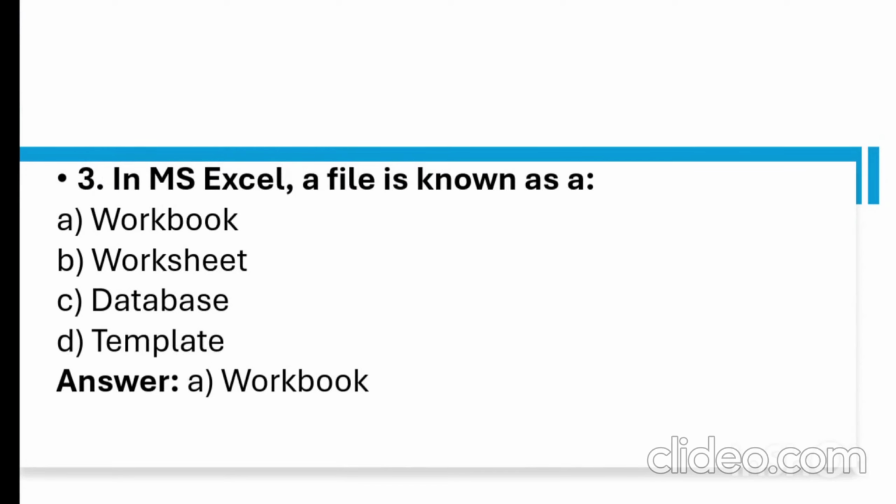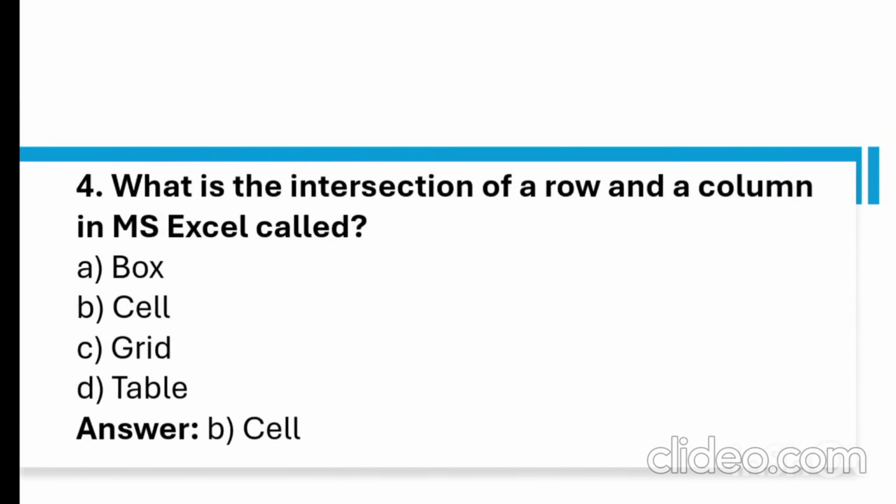Question number 3. In MS Excel, a file is known as a. Options are A. Workbook, B. Worksheet, C. Database, or D. Template. So the correct answer is option A. Workbook.